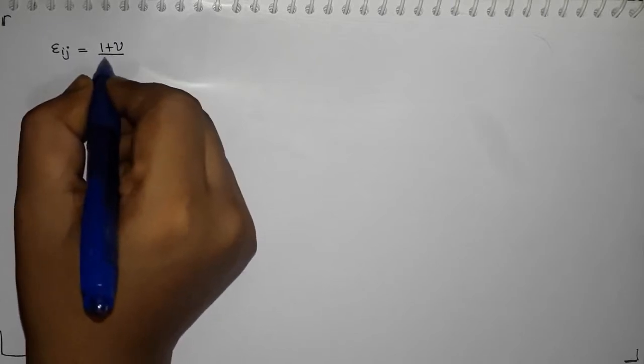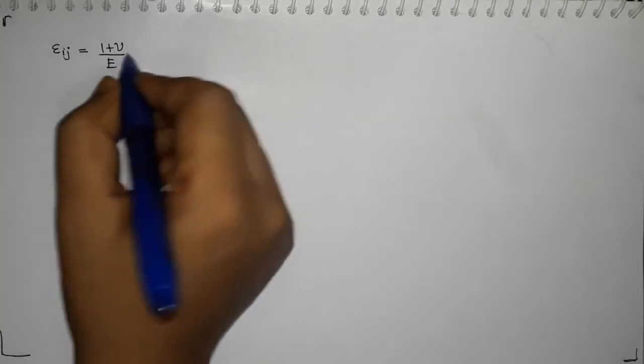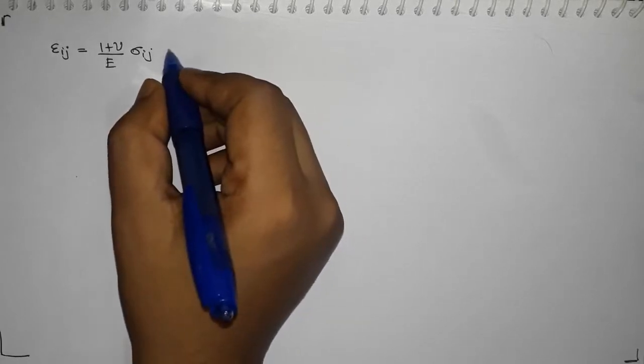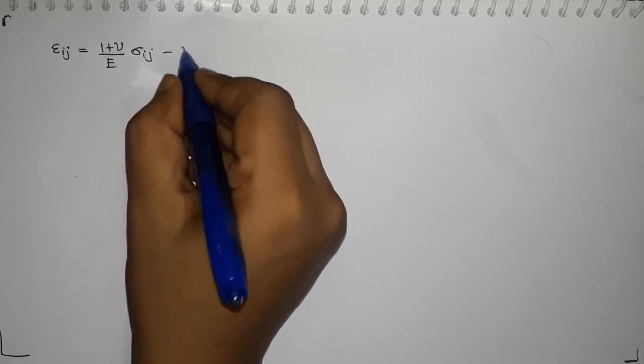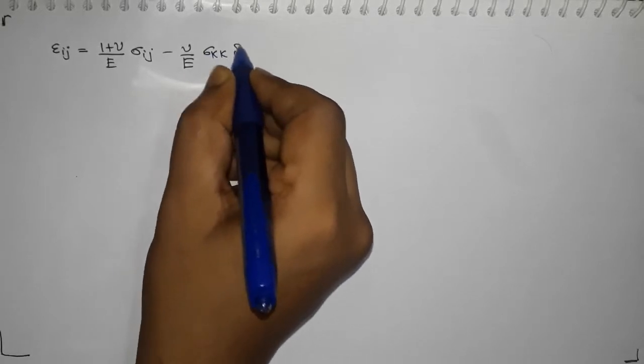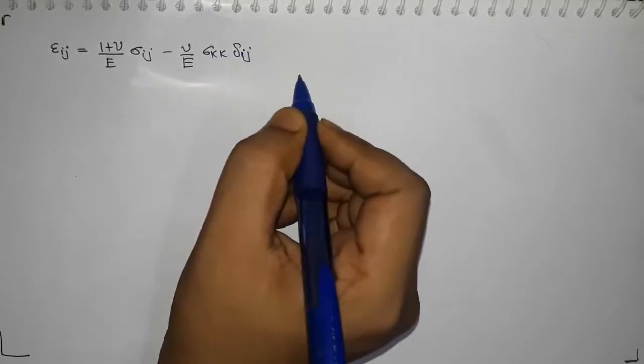So in general, we can write the relation between strain and stresses as epsilon ij is equal to (1 plus mu) by E sigma ij minus mu by E sigma kk delta ij.